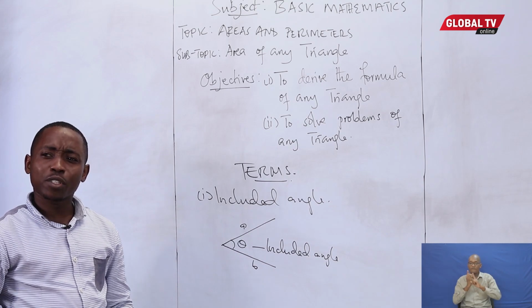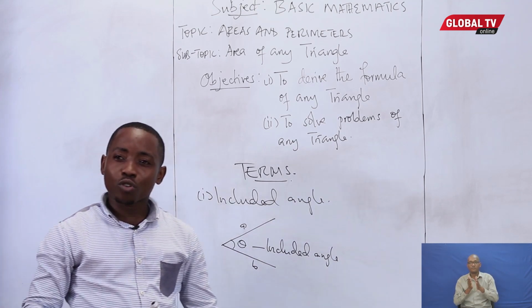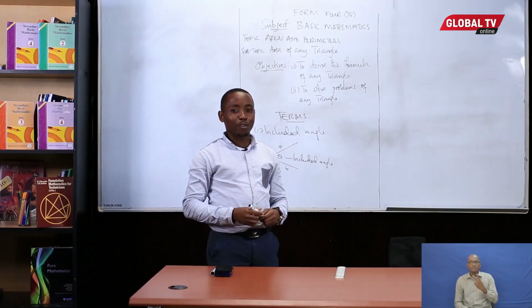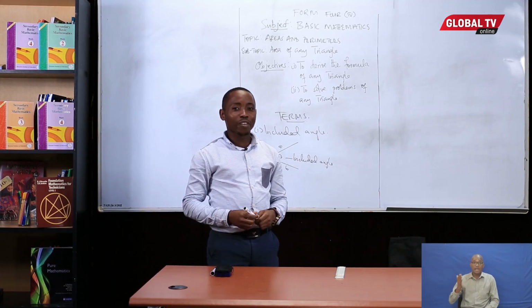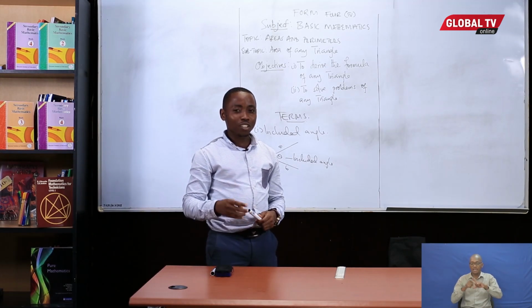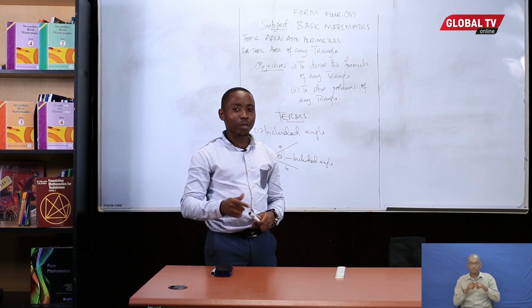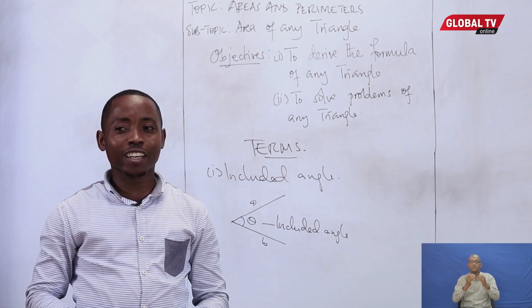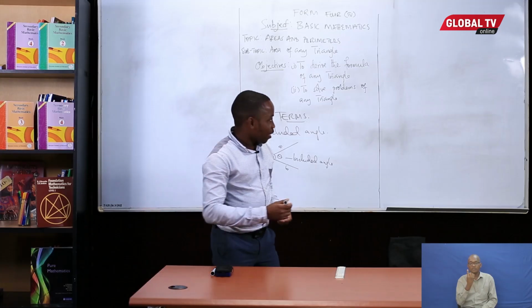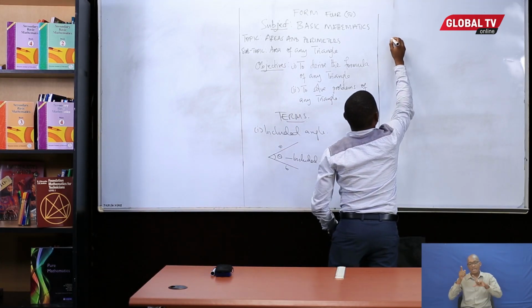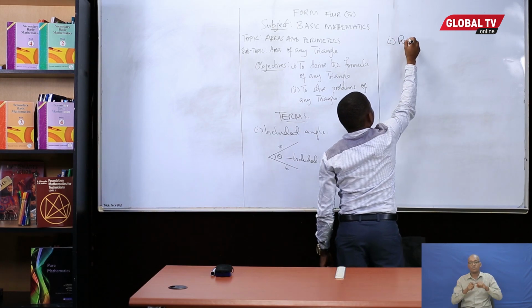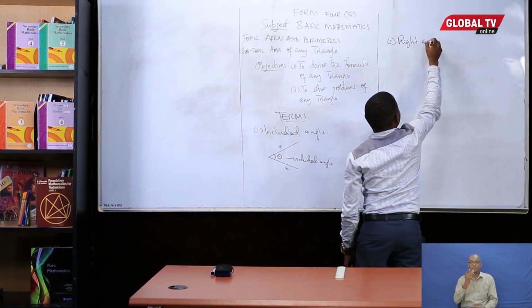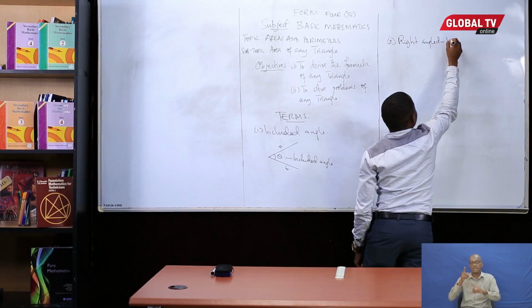The second concept we need to remember concerns the right-angled triangle. I know you are very familiar with the right-angled triangle, and in this one, we are going to focus on only one part, which is the trigonometric ratios concerning the right-angled triangle. So the second part is the right-angled triangle.